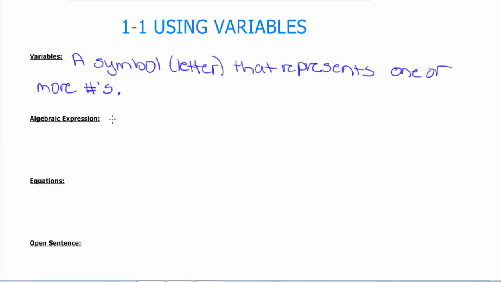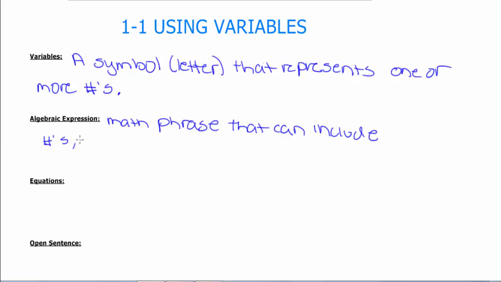An algebraic expression is a math phrase. It's technically a mathematical phrase, but I'm just going to put a math phrase that can include numbers, variables, and operation symbols, which I'll tell you in a minute. Symbol or symbols, it just depends. This is also called a variable expression.